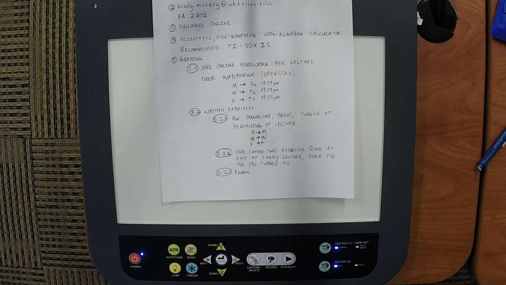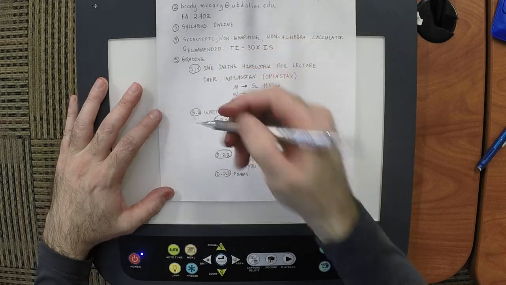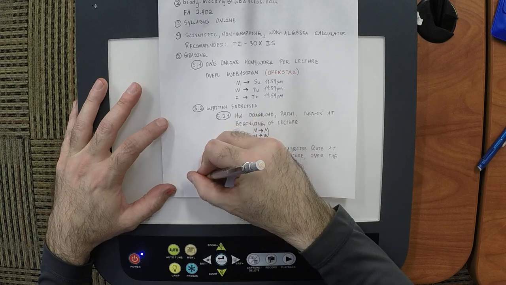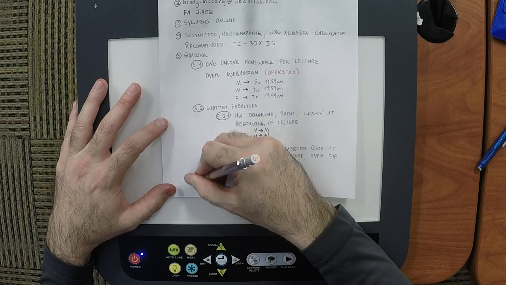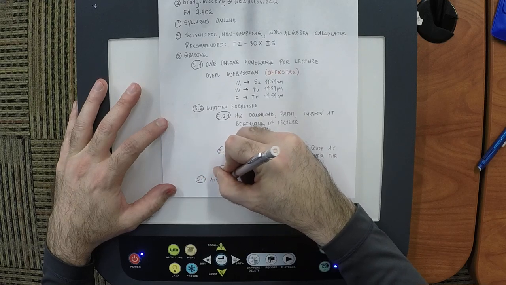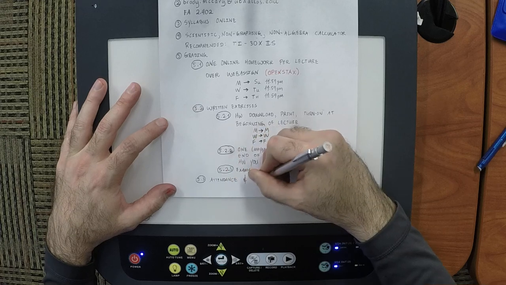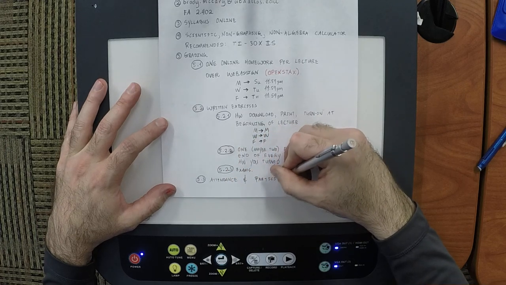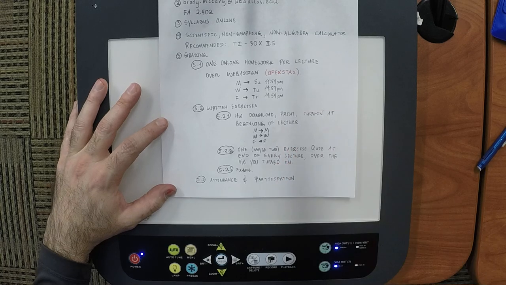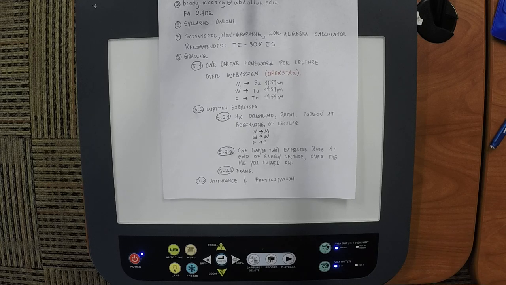Besides these three things, online homework, written exercises, and quizzes, there is also attendance and participation. The way your attendance is measured is as follows: we have homework due every lecture, and it's due at the beginning of the lecture. So if you walk in late, you won't be able to turn in your homeworks. Furthermore, there is a quiz at the end of every lecture. So if you're not here, you can't take the quiz.